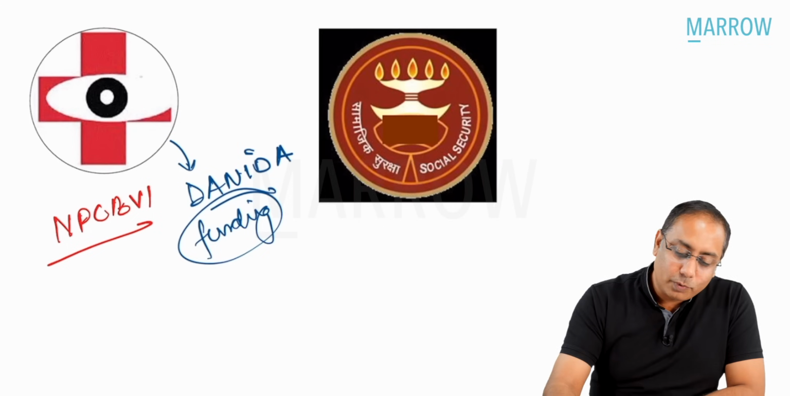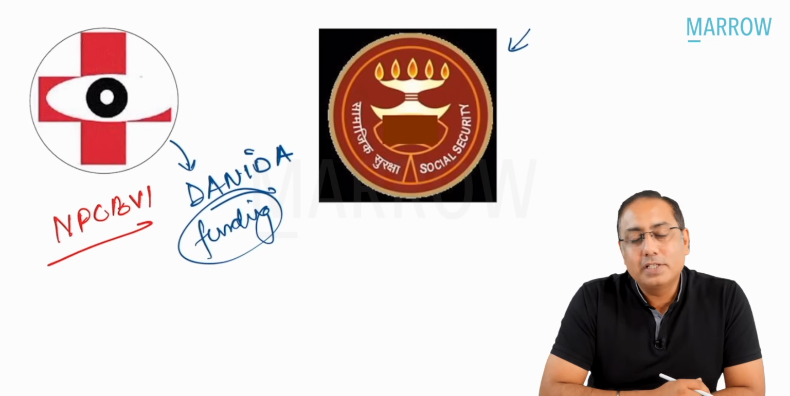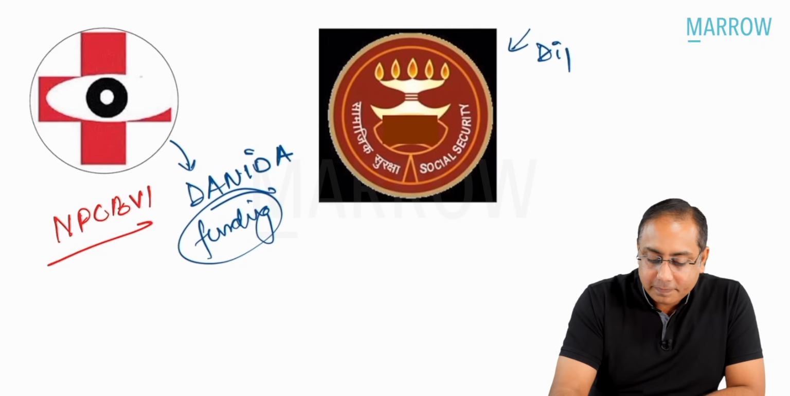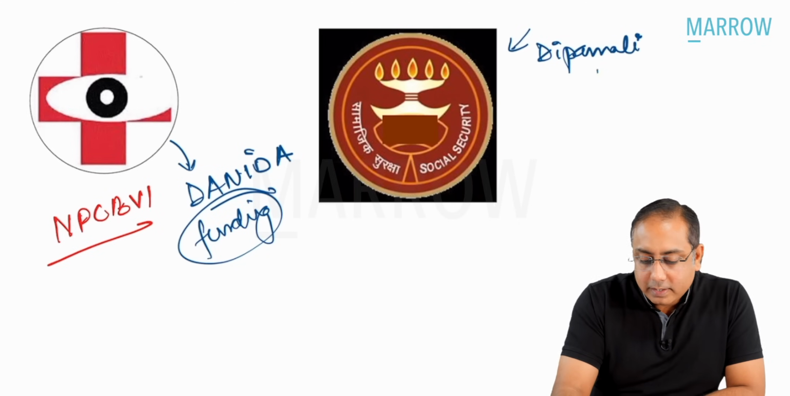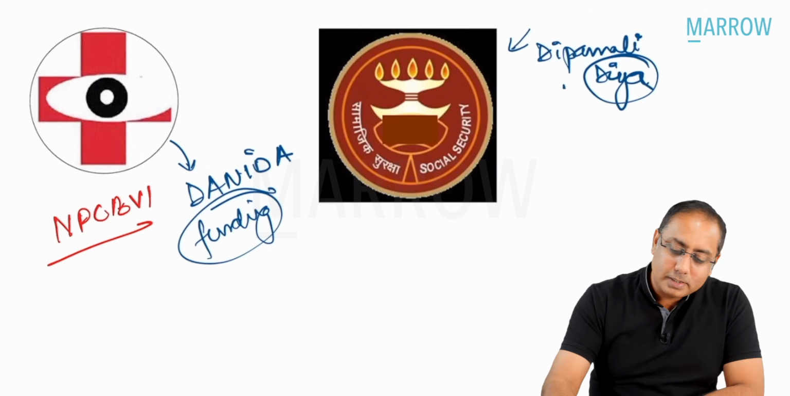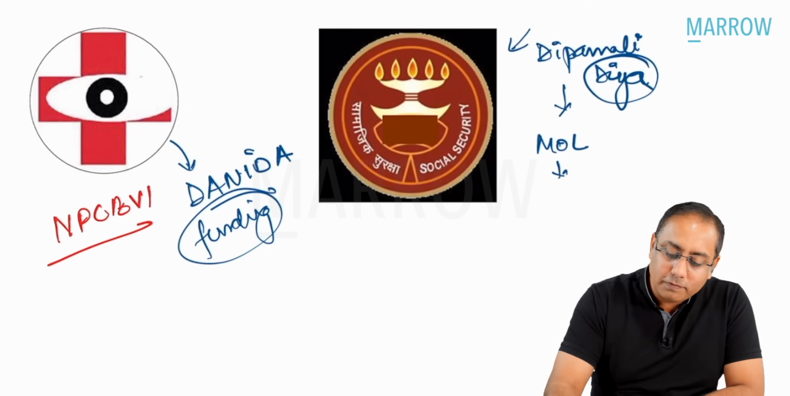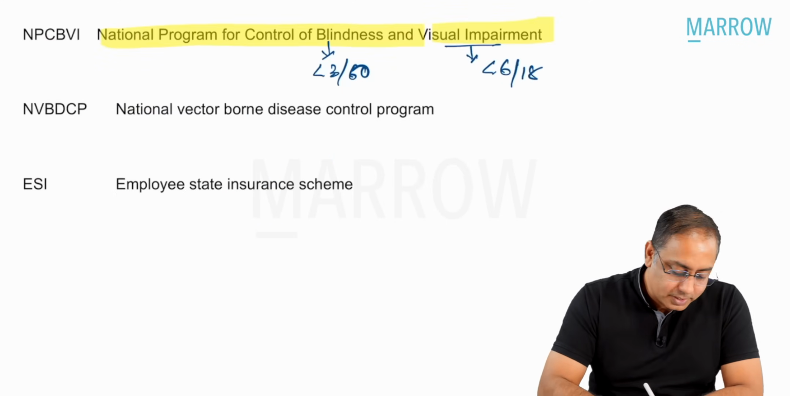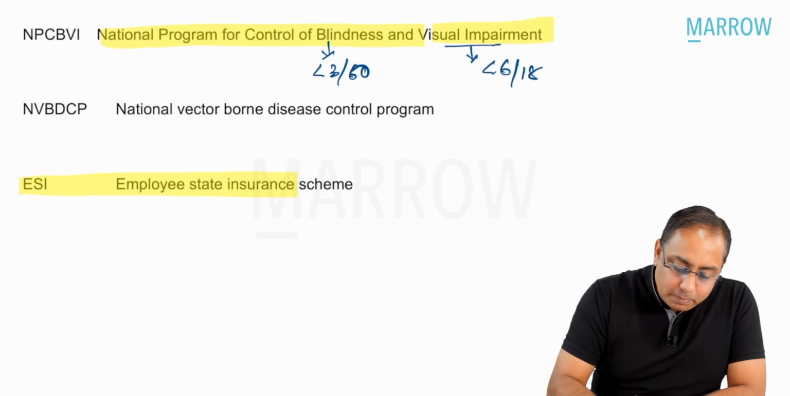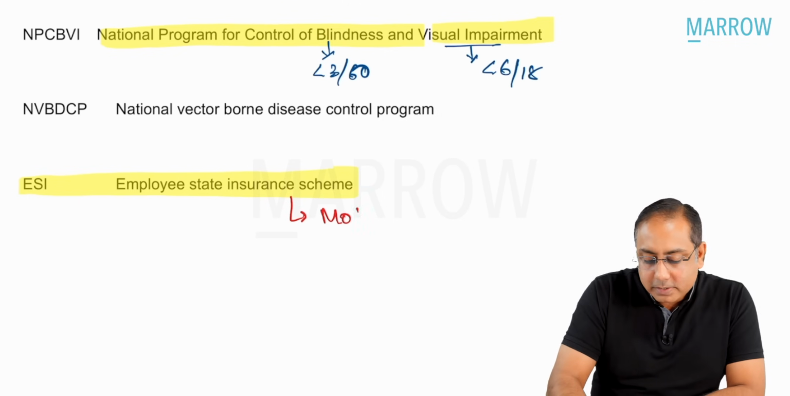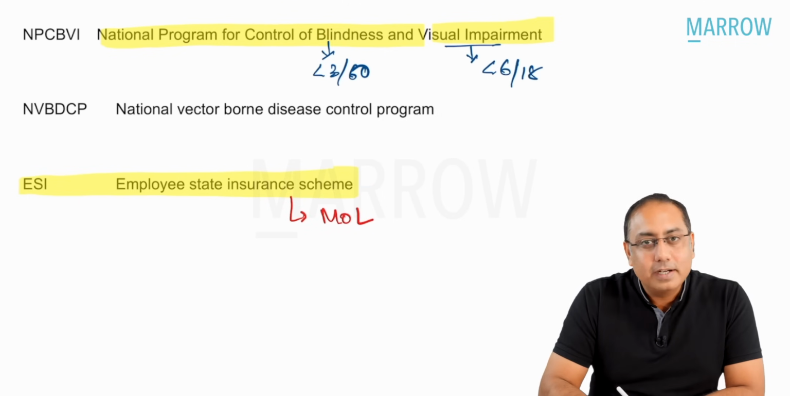On the right hand side, what is this image that you see? You see a Deepavali Diya. Whenever I see a Deepavali Diya, I will remember labor class people, Ministry of Labor. Ministry of Labor is ESI. ESI is Employee State Insurance Scheme. Please remember it is under Ministry of Labor.